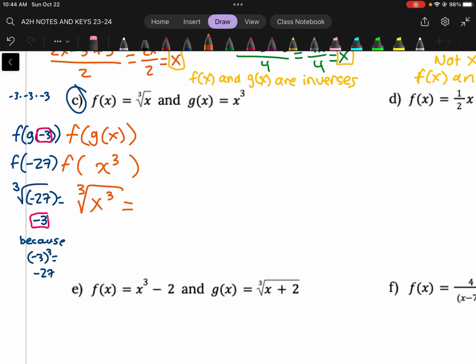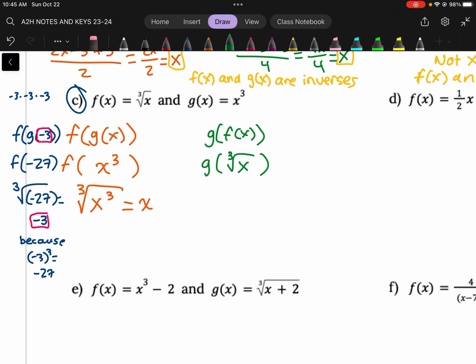And that's true for any x. Putting a positive in at the beginning makes a positive. Putting a negative at the beginning makes that same negative. So you actually do get x out every time. A negative going in will come out as a negative. So far we are okay.